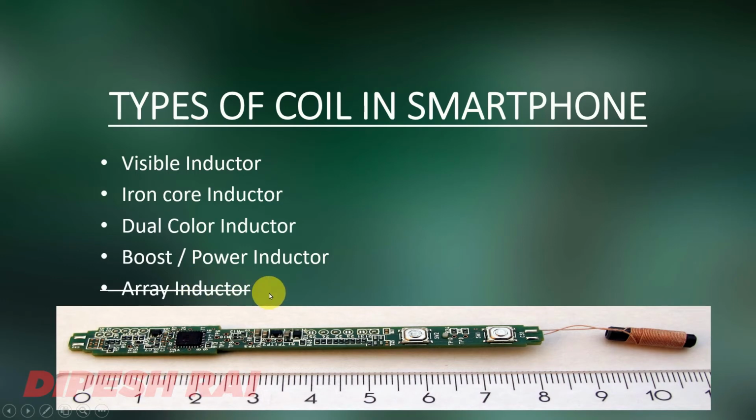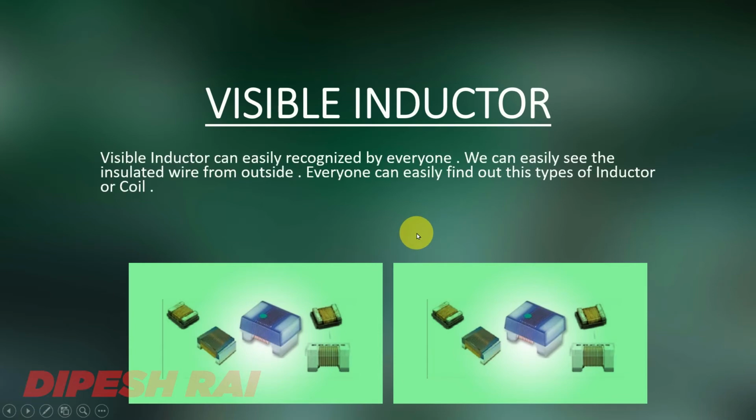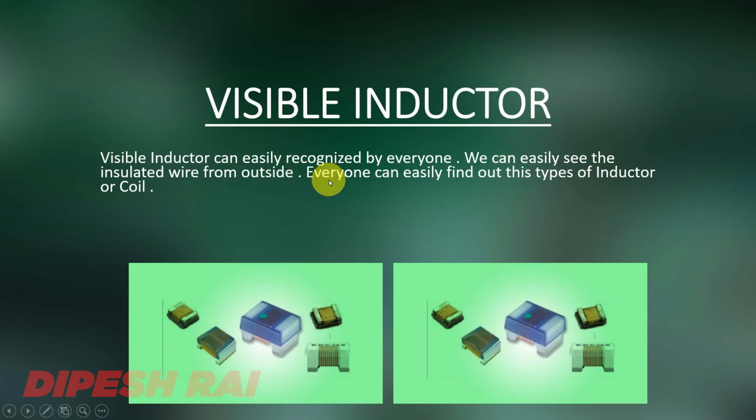Now we are discussing the visible inductor. A visible inductor can be easily recognized by everyone. We can easily see the insulated wire from the outside. Everyone can easily find these types of inductor or coil. Here you can see the images of the visible inductor, and you can easily see the insulated wire from the outside. The visible inductor can especially be found in the way of the speaker, Wi-Fi IC, and in the way of the network.